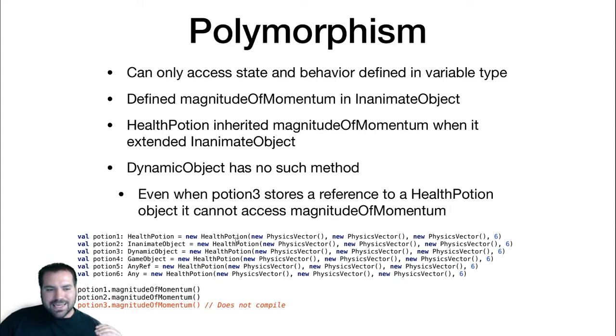Where inheritance is actually extending. Health potion extends an inanimate object. That's inheritance. This, storing these objects in variables of different types, that's polymorphism. That's the crux of these 2 weeks of OOP. If you got that down right now, you're going to be in good shape for the next 2 weeks. If you don't, hey, you got another week and a half to really let that soak in.